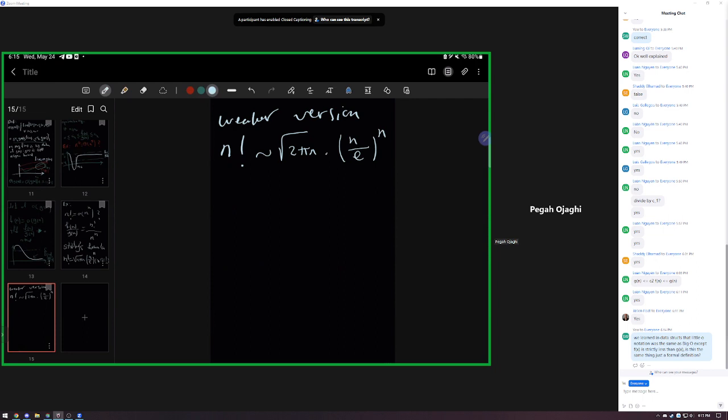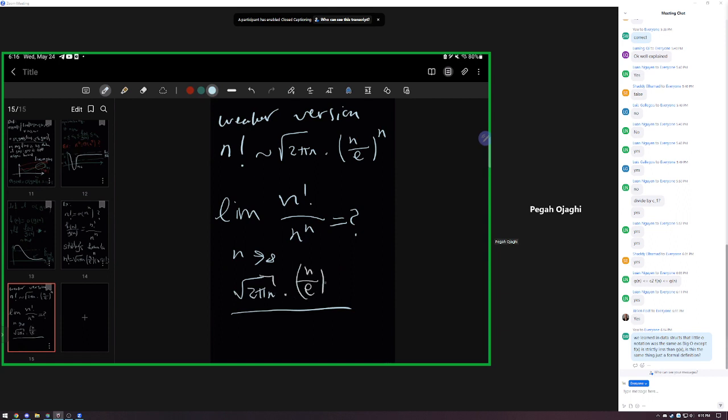What I can do is get the limit of n factorial divided by n to the n, as n goes to infinity. If it's equal to 0, great, we proved it. If it's not equal to 0, it means that was not true. So instead of n factorial, let's put this weaker version: 2 pi n and then n over e to the n. And for this, it's going to be n to the n. Does it make sense? And then n goes to infinity.